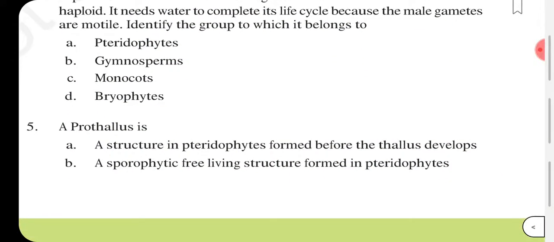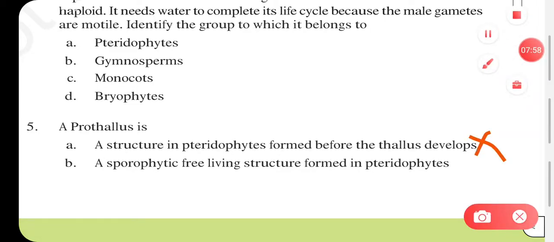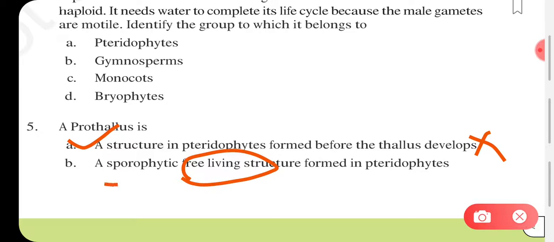A prothallus is a structure in pteridophytes formed before the thallus developed? No, it is not so. This cannot be the correct answer. A sporophytic free living structure. See, it is a free living structure. Prothallus is a free living structure, but it is not sporophytic, it is gametophytic. So again, this cannot be the correct answer.